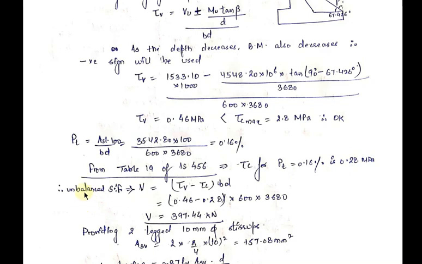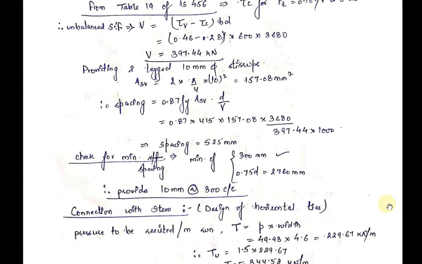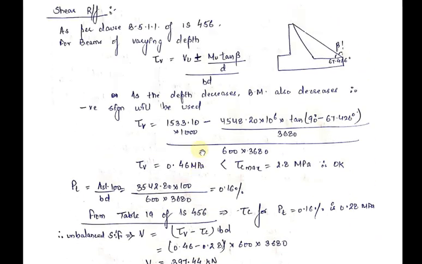So now we will find out the unbalanced shear force, which will be equal to tau v minus tau c into bD. After putting all the values, we will get the value of the shear force, which will come out to be 397.44 kilonewtons.